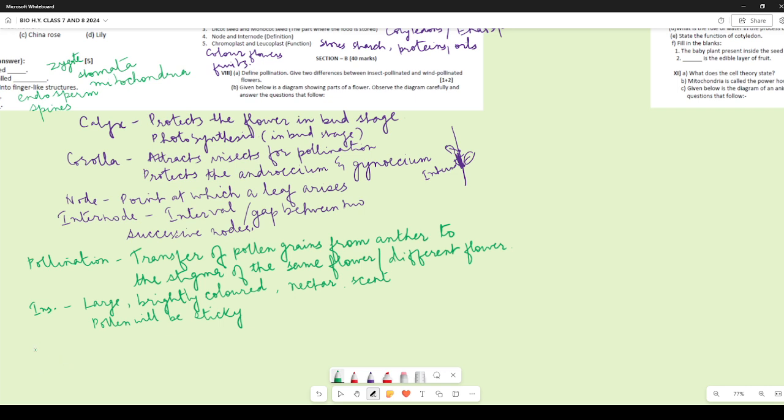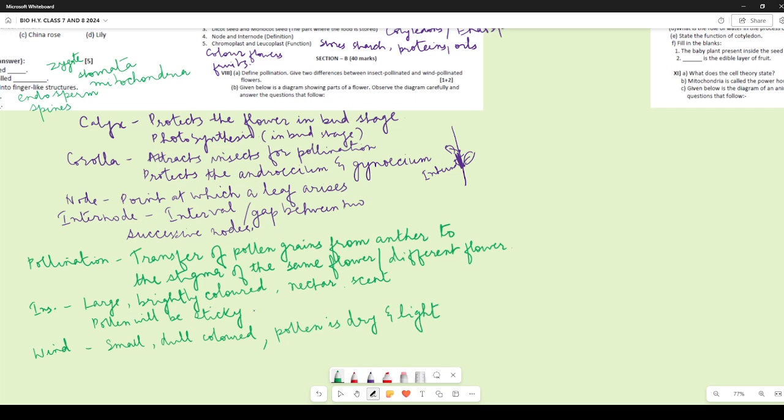But when we are talking about wind pollinated flowers, they are small, dull colored, right? So here the flowers are large and brightly colored, here the flowers are small and dull colored. They do not produce any nectar or scent because they are not attracting any insects. Here the pollen is sticky, here the pollen is dry and light because it has to float through the wind, right? It has to be carried by the wind.